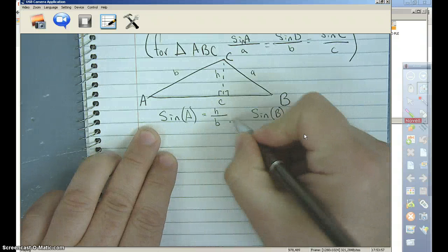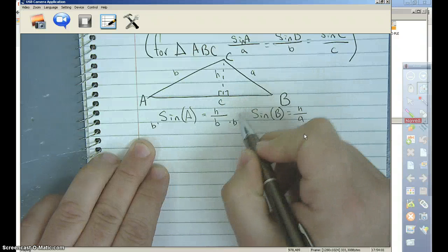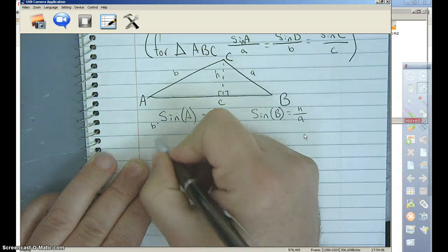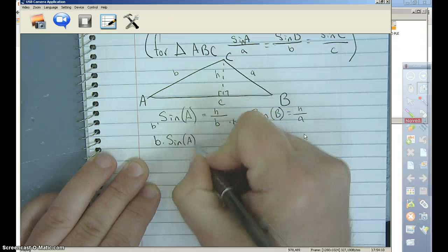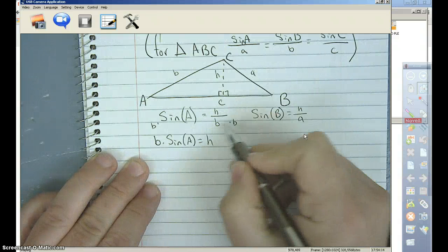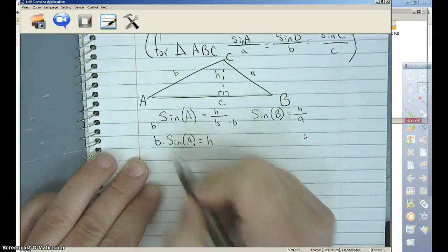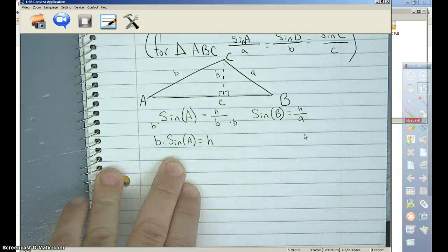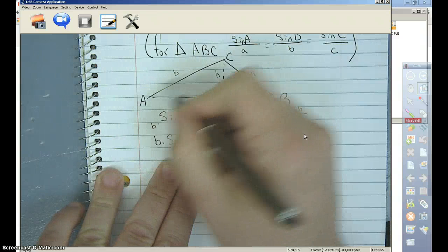So now we're going to solve for h. The way we do that is we multiply both sides over here by b, and these are going to cancel. So we're left with b times the sine of A is equal to h, because multiplying by b cancels this divide by b. So h is just equal to b times the sine of A. The height is equal to the side times the sine of A.